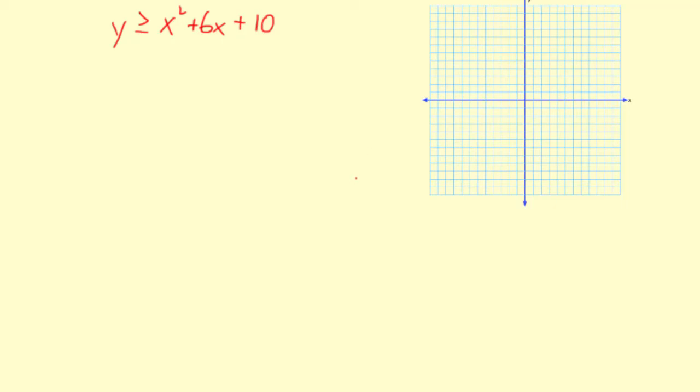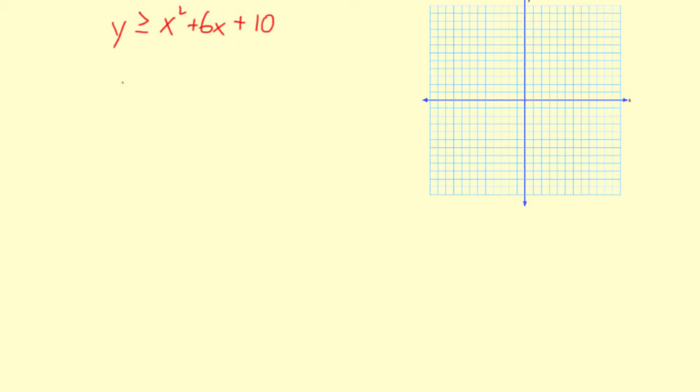So the big picture for this lesson is quadratic inequalities. The first type is inequalities involving x and y, two variable inequalities. So this example is y is greater than or equal to x squared plus 6x plus 10. Just like graphing a linear inequality, you're going to graph the parabola and shade the half plane that represents the solutions to the inequality.